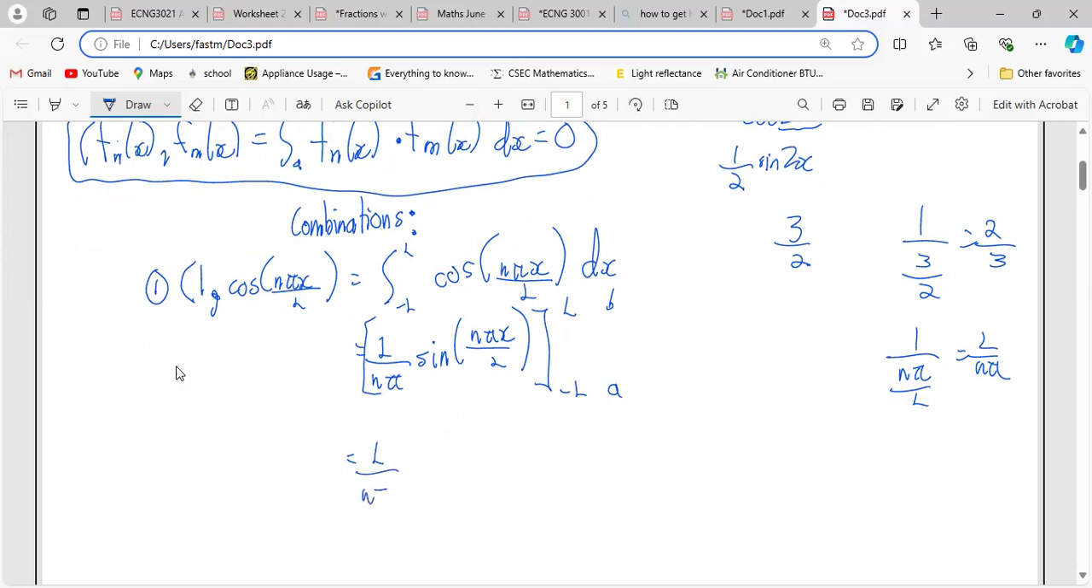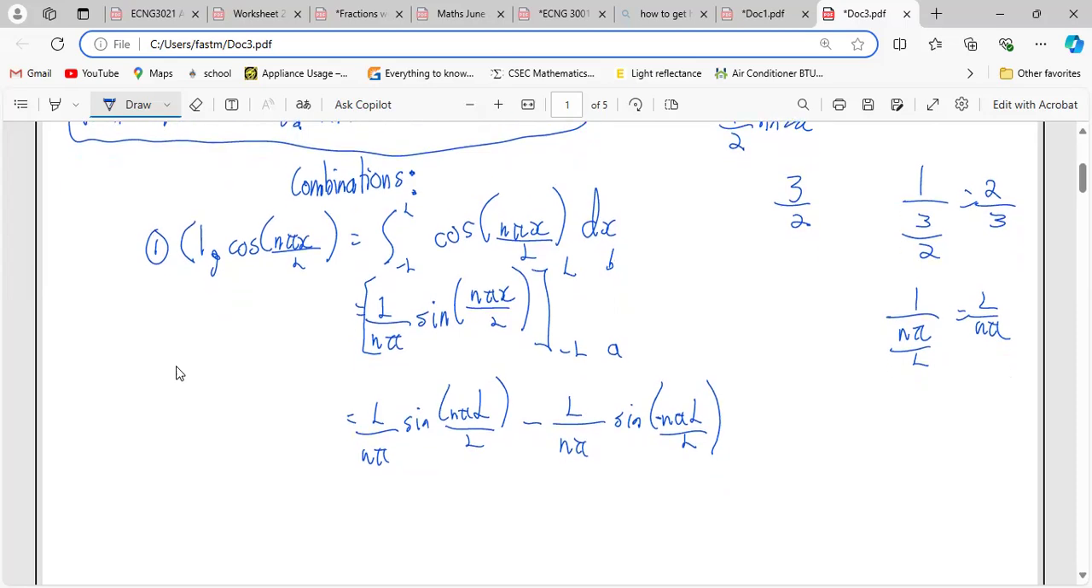So it'll be L on n pi, sine of n pi x on L, evaluated at L on L, subtract L on n pi sine of n pi minus L, so minus L on L, and you have that. Now we see this will cancel with that, and this will cancel with this. So you end up with L on n pi sine of n pi, minus L on n pi sine of minus n pi.